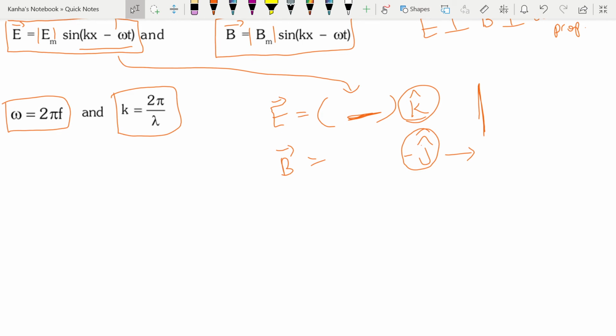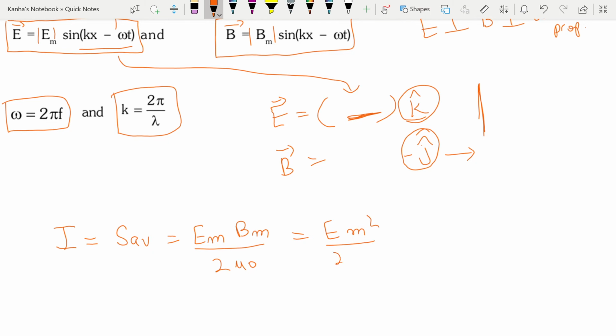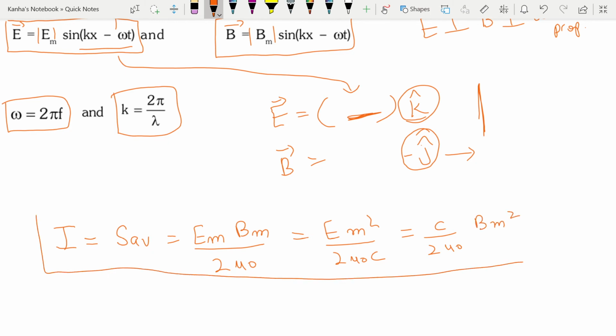Some other things that I want to talk to you about is, first of all, that the intensity of the sinusoidal plane electromagnetic wave is defined as the average value of the Poynting vector taken over one cycle. So my intensity, if someone asks you about the intensity, it's nothing but the average value of the Poynting vector, which is equal to maximum value of E, maximum value of B divided by 2 mu naught. Okay, and this then can be written as E_m square by 2 mu naught c, or c by 2 mu naught B_m square, using just the definition of the Poynting vector. So these come in very handy when you look at the questions.